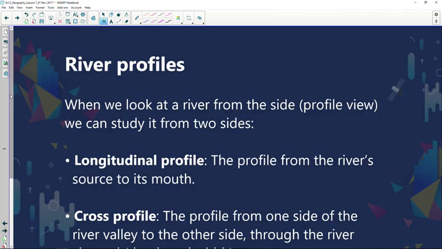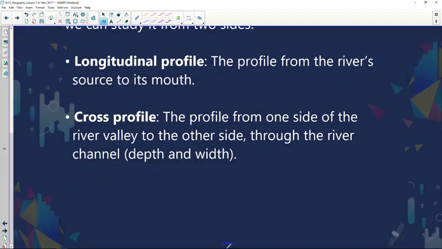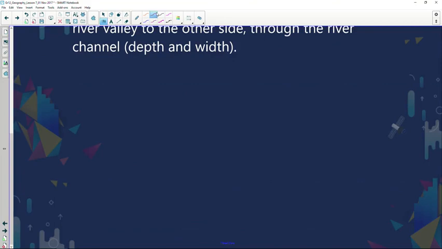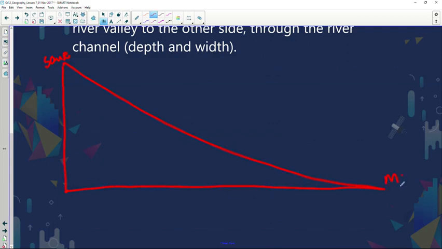Now, we basically look at the river during its different stages. But a river from the side, as I've drawn earlier for you, is known as a river profile. A longitudinal profile is this diagram that I've drawn earlier on the previous slides, from the source to the mouth. We've discussed that we can divide it up into three sections: the upper, middle, and lower.